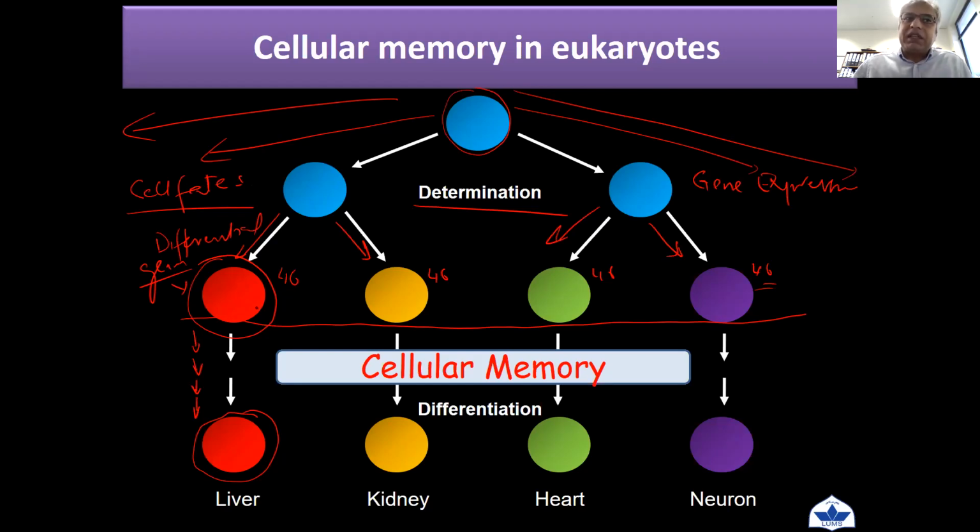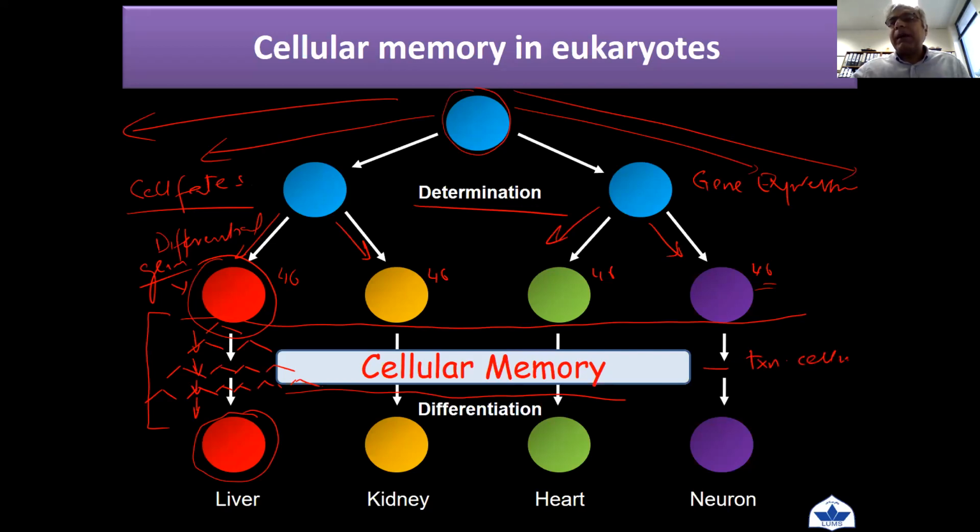Once a cell type specific gene expression pattern is established, then when this cell is going to divide mitotically, each cell in a lineage is going to remember the gene expression pattern through the cell cycle. So this maintenance of cell identity due to maintenance of cell type specific gene expression pattern is referred to as cellular memory. We also refer to it as transcriptional cell memory.